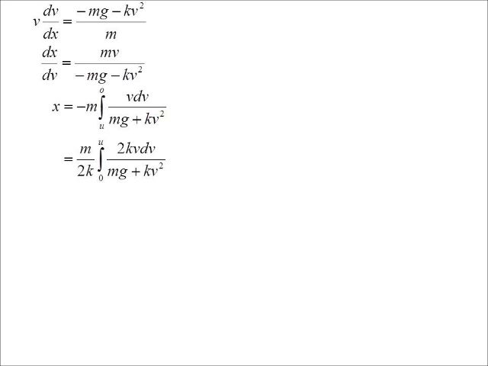You'll notice something else I did. I got rid of the negative, but I swapped the limits around as well. See how it now goes from 0 to u instead of u to 0? So I have log of mg plus kv squared.